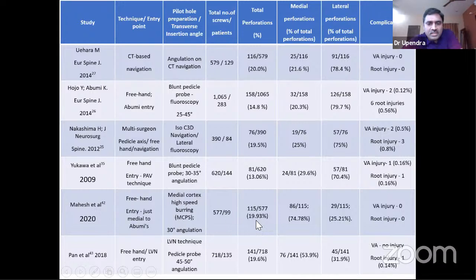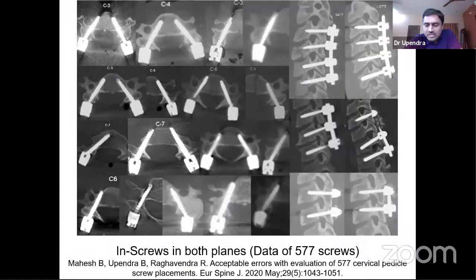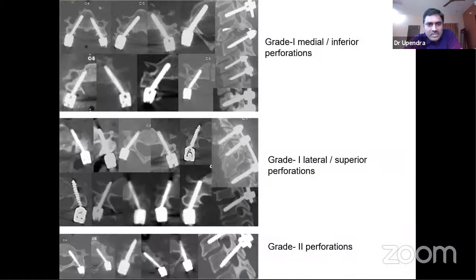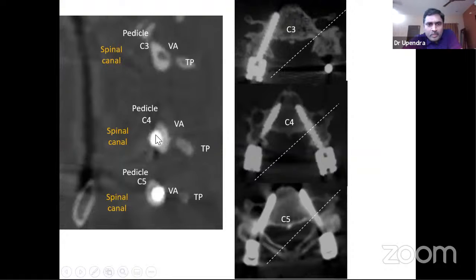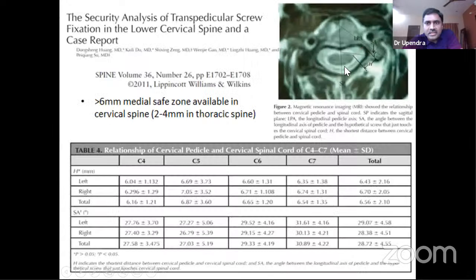The last but one is our technique, the medial cortical technique. This is the largest series on the medialized screw. The last one by Pan et al. is the largest evaluation of screws in the lateral technique. So both have given a lesser amount of lateral perforations. These are few of the examples. Now this is what I meant by medializing the screw. If you drill the medial cortex, there will be a few of the threads getting into the spinal canal, but we have quite a good amount of safe zone in the cervical spine.